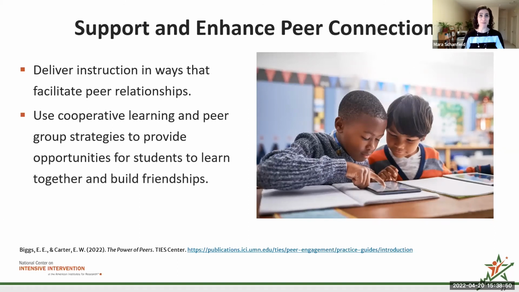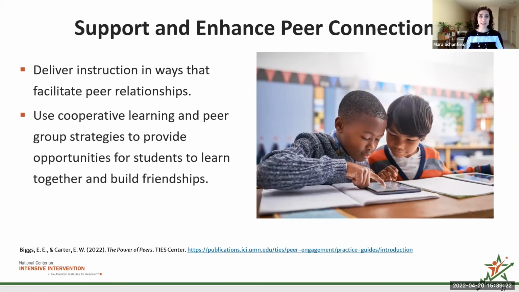And peer relationships, much in the same vein, can be an important part of improving the school environment for everyone, including students with intensive needs. There, of course, are a variety of ways to do this, both inside the classroom and across the school. That can include things like peer-mediated instruction, cooperative learning strategies, as well as peer group strategies. So clubs, sports, service learning opportunities, ways in which you can interact in a group.